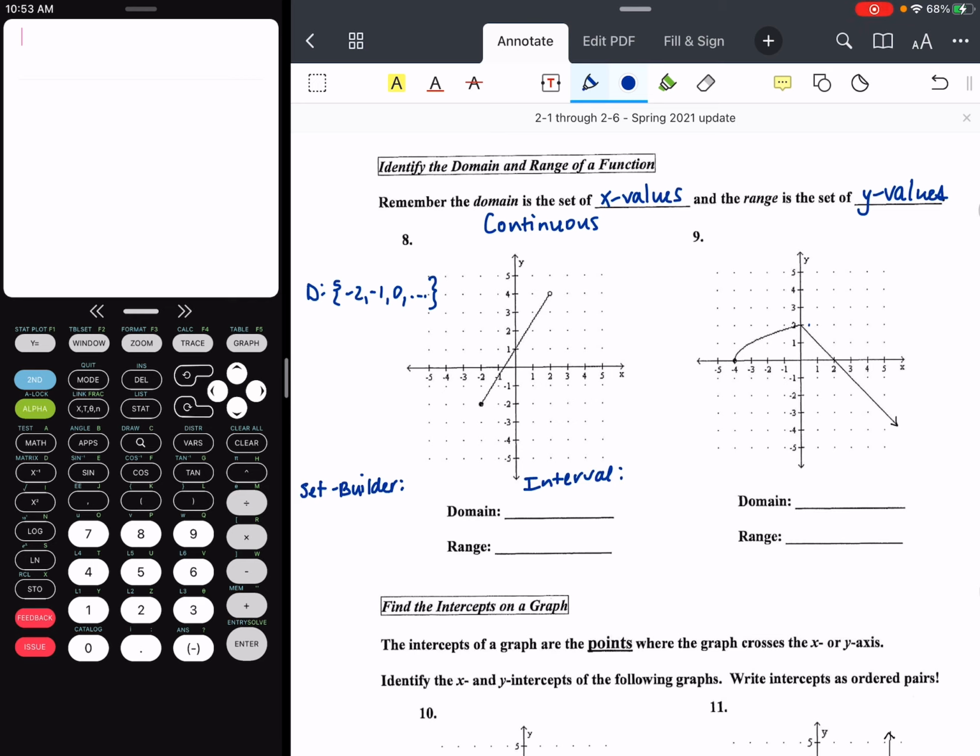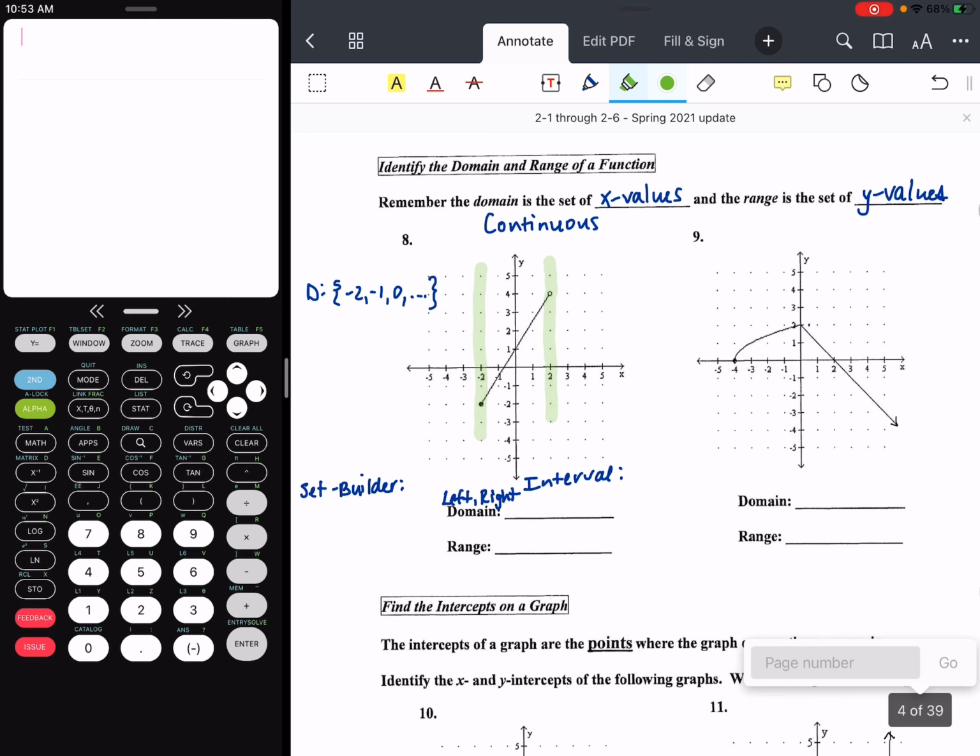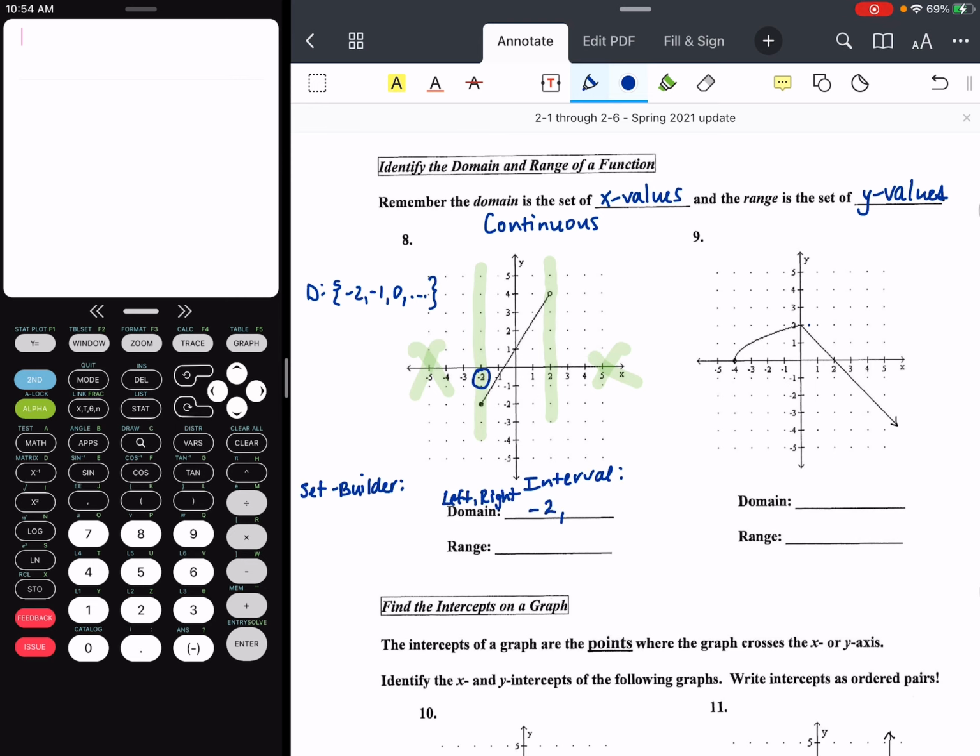So starting with the domain, remember that domain represents our x values. So to find the domain, we want to go from left to right on our graph: how far to the left our graph goes and how far to the right. So along the x-axis, I can see that my graph goes as far to the left as -2 and as far to the right as +2, okay? So it doesn't exist over here to the left, it doesn't exist over here to the right. So for my interval, my left-hand x value is going to be -2. My right-hand x value is going to be +2.